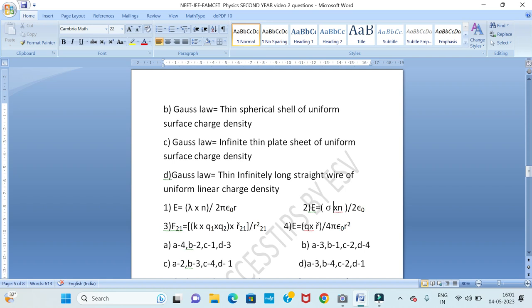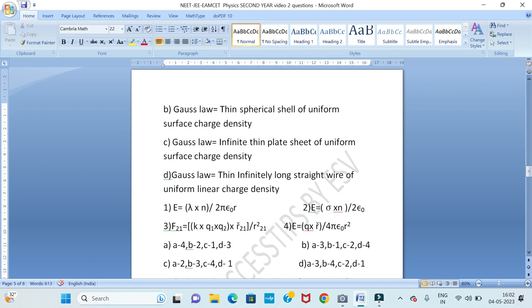What is the K value here? K value is 1 by 4 pi epsilon 0. You have to substitute. Epsilon 0 is equal to 8.854 into 10 to the power of minus 12. Approximately, the K value is 9 into 10 to the power of 9 newton meter squared per coulomb squared.